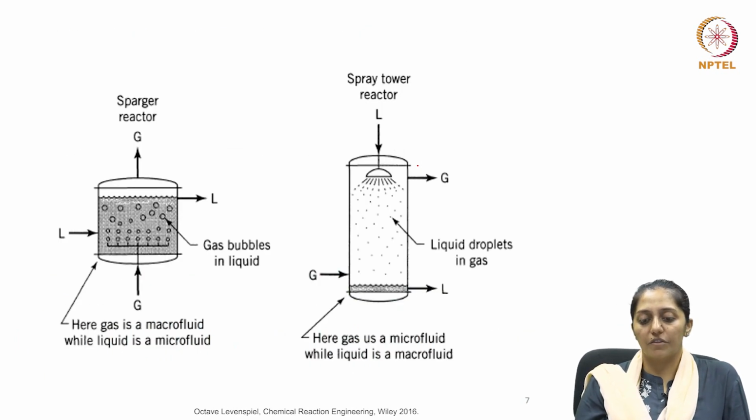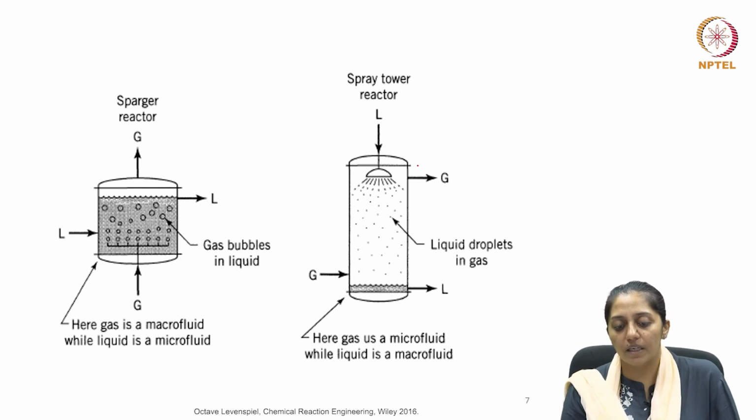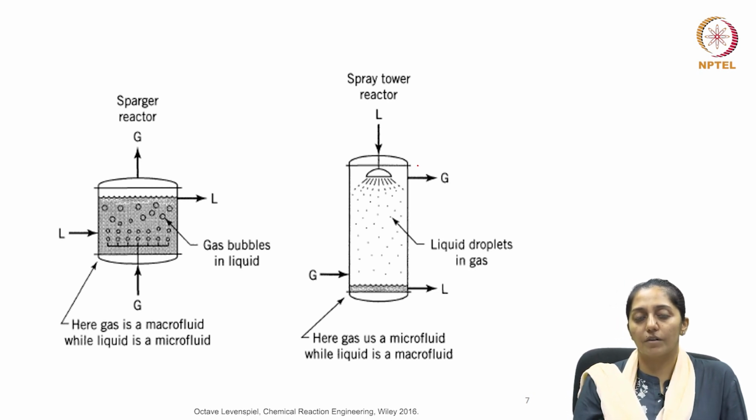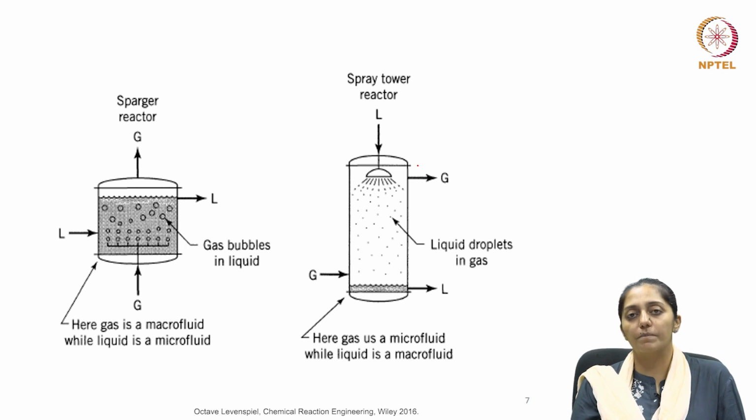Like the picture shown here, this is a sparged reactor. Here the gas is the macrofluid while the liquid is the microfluid. So, the gas bubbles are moving up. Now, if you see a trickle bed reactor or a spray reactor, tower reactor, then the liquid becomes the macrofluid and the gas is the microfluid. The liquid is being dispersed in the gas phase.